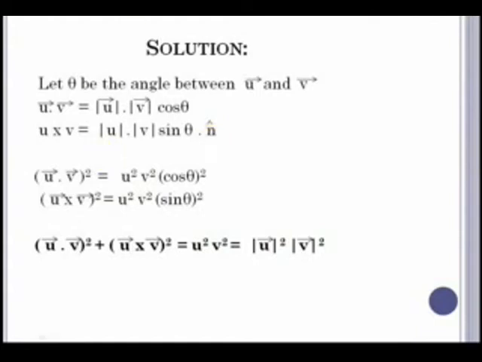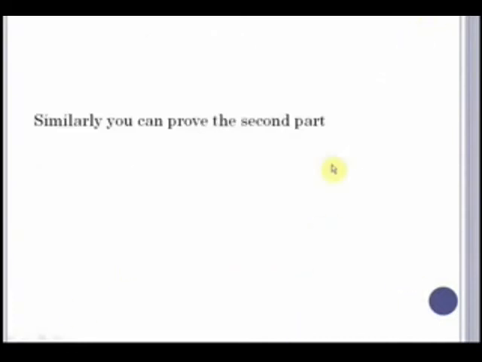So from this we get (u dot v) whole square would be equal to u square into v square into cos square theta, and similarly (u cross v) whole square would be equal to u square v square into sin square theta. So when we add these two terms, we get (u dot v) whole square plus (u cross v) whole square equal to u square v square, which is equal to modulus of u whole square into modulus of v whole square. Thus we have proved the first part, and similarly you can prove the second part. This is left as an exercise for you to prove.